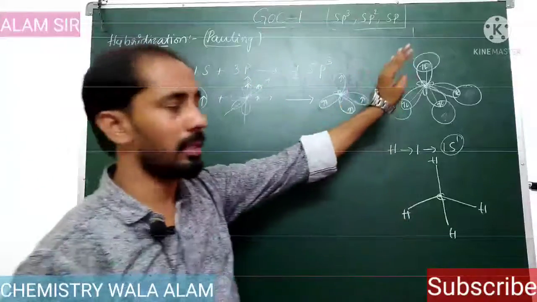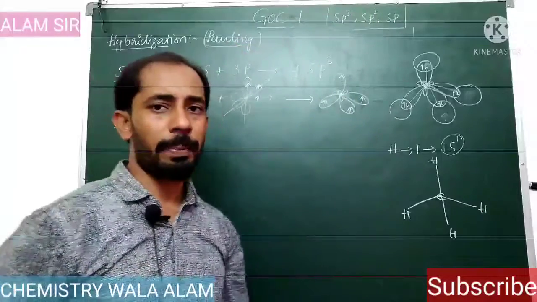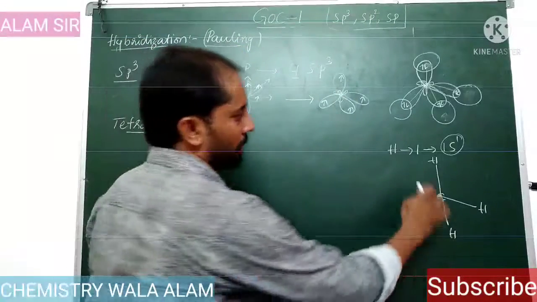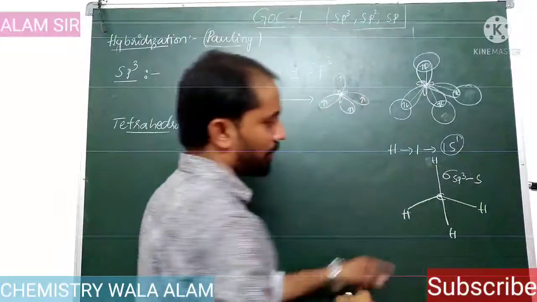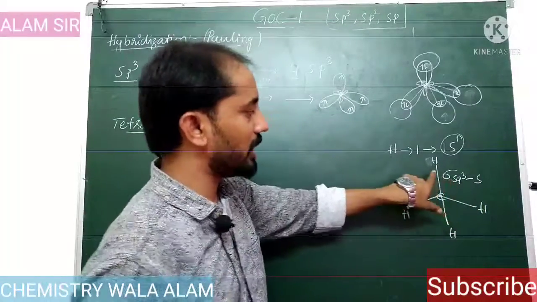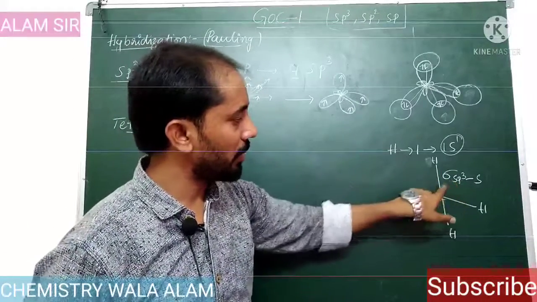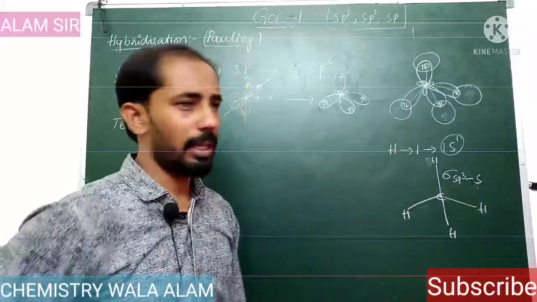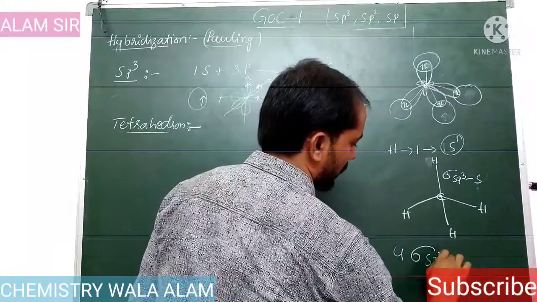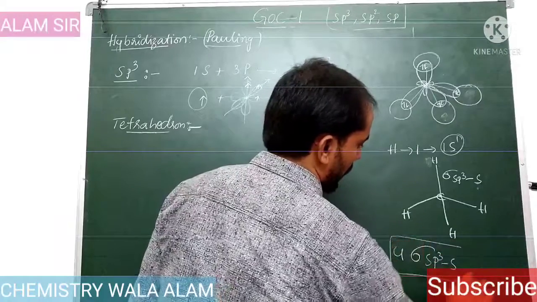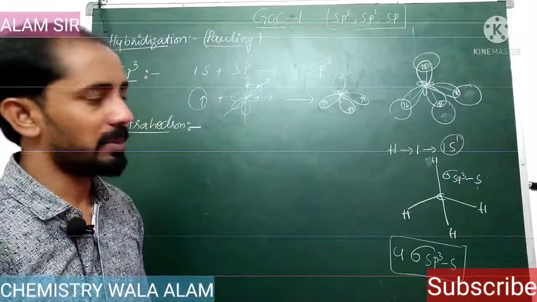Like that, 4 sp3 hybridized orbitals will be formed, giving 4 sigma bonds. Here the bonds are sigma sp3-s, because an sp3 bond is a sigma bond. How is it formed? By overlapping of an sp3 orbital and an s orbital. This is the same for all four, so 4 sigma sp3-s bonds are present. This is the sp3 hybridization.